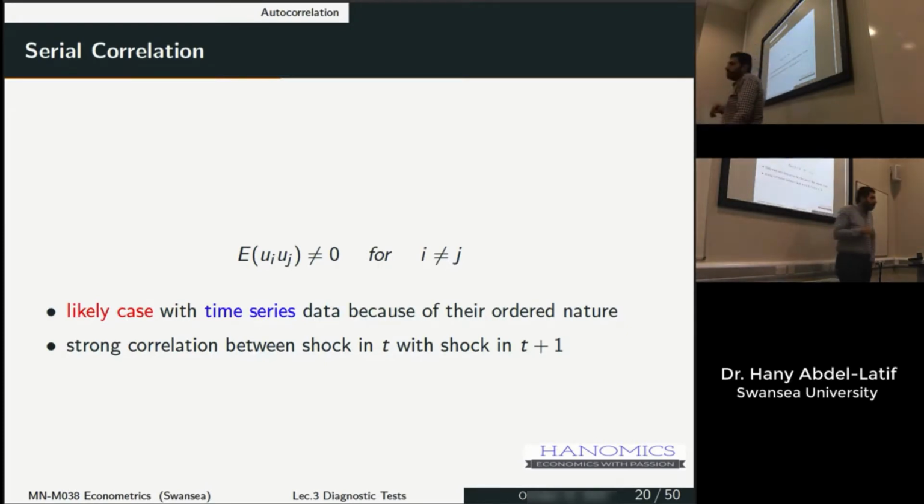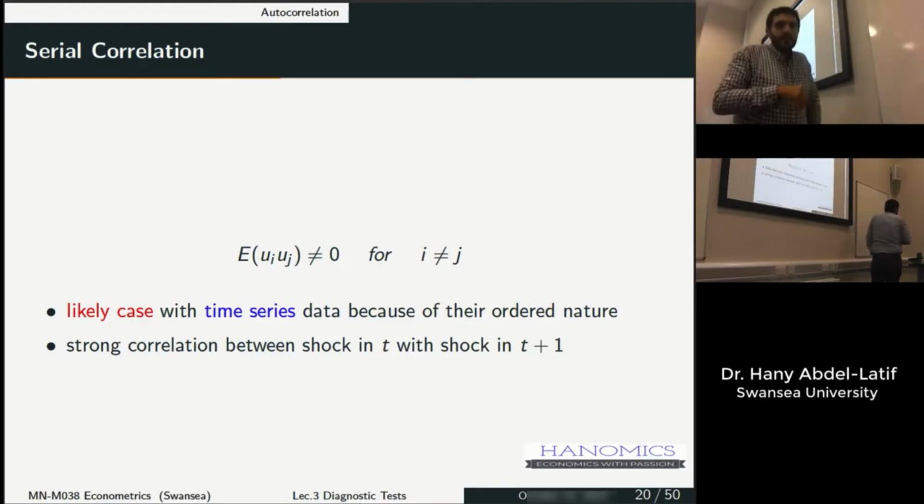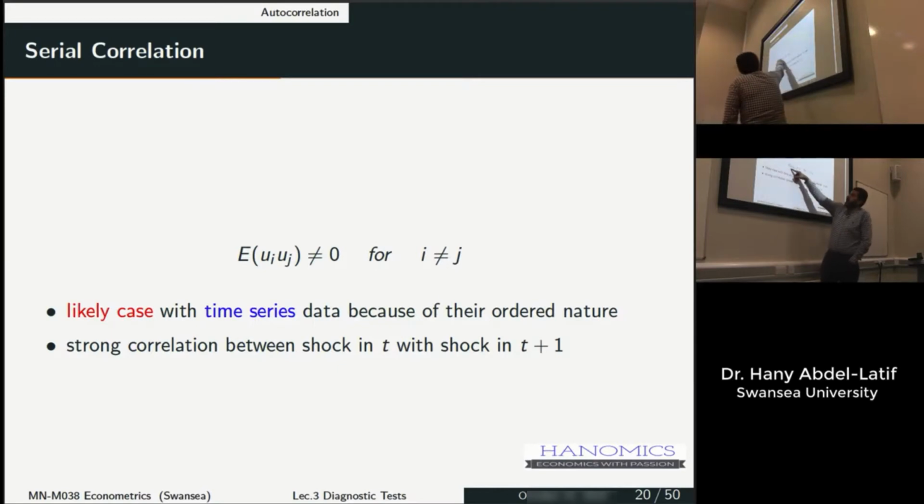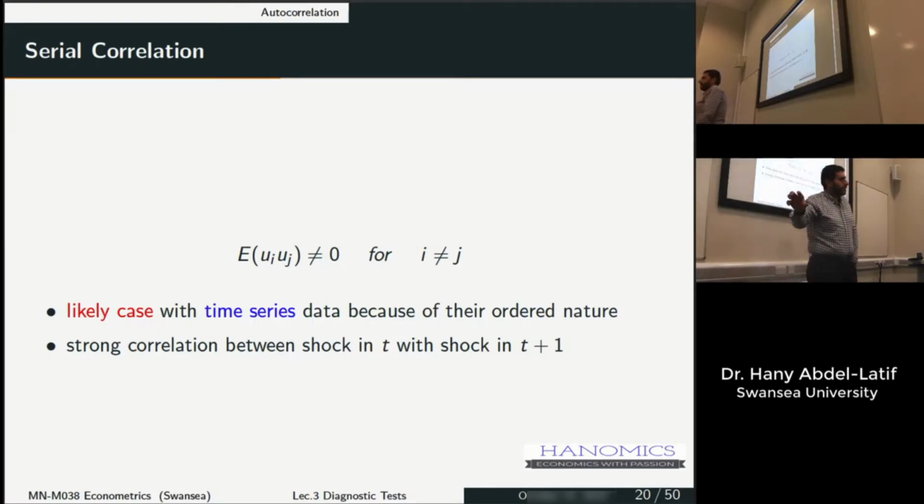So it's likely that if you have a shock, or a change, or something happens, the error term in time t will be carried over to t plus 1, the next time period. So heteroscedasticity, the non-constant variance, is something likely to happen with cross-sectional data. Autocorrelation is more likely to happen with time series data.